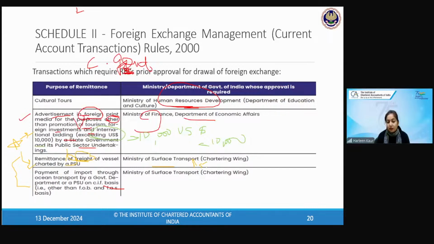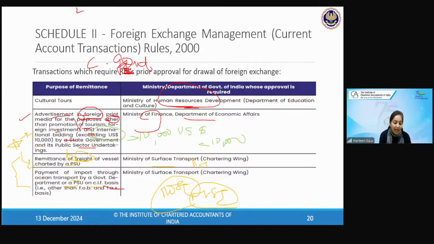MST, Ministry of Surface Transport. For the next one also MST. So you have MST in your BCom. That is how you have to remember Ministry of Surface Transport. Or you can remember MOST, that is Ministry of Surface Transport, MOST. Okay, chartering wing. So two are the important ministries of surface transport. In two transactions it is required. One, when you are paying the freight for the ship which is being used by the public sector undertaking, or you are importing through ocean transport by a state government on CIF basis.